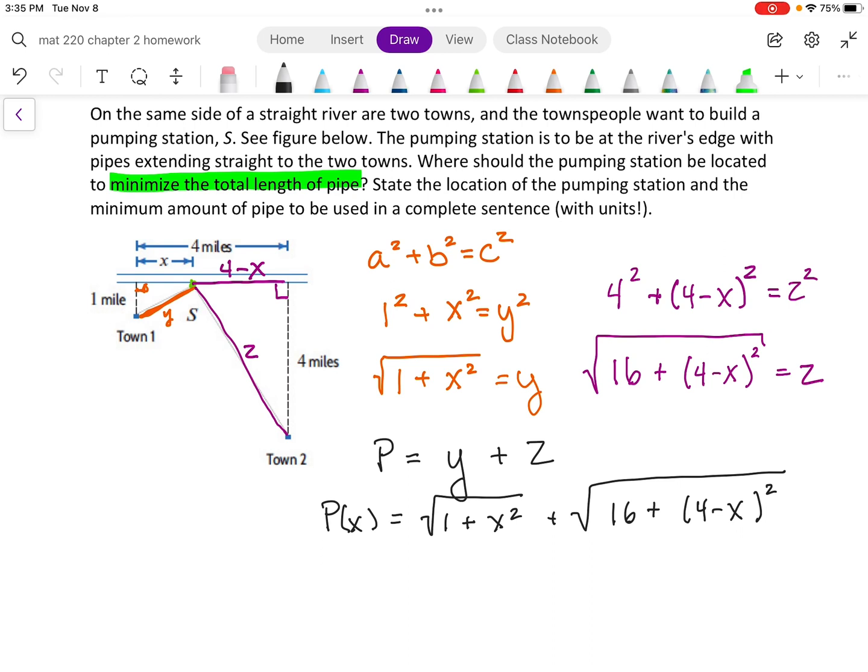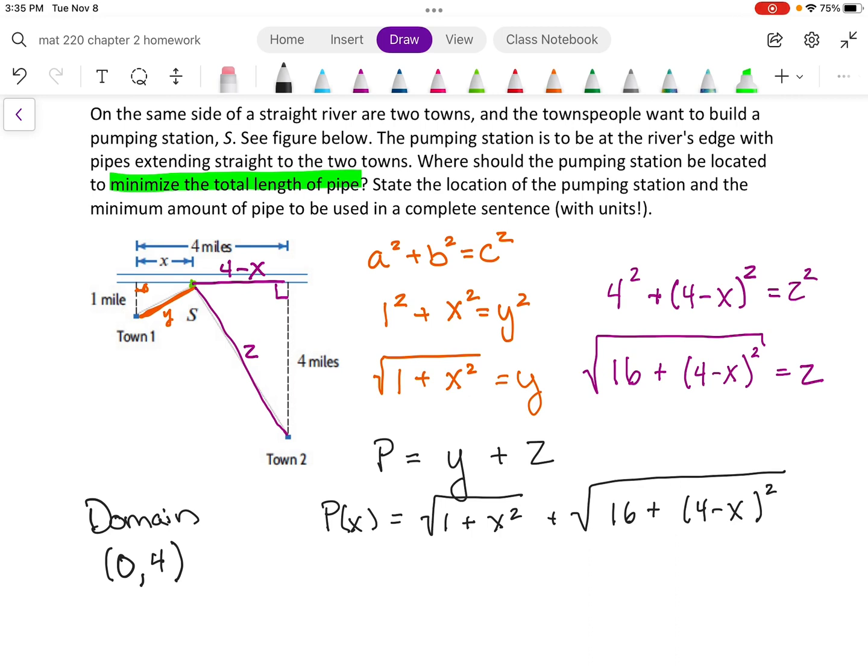Now, in this particular function, I do have a restricted domain because there are limits on what x could be, since x is a length. So my domain in this case has to be a number bigger than 0, because I can't have a negative length, but it couldn't be longer than 4, because if it was longer than 4, we would be weirdly on the other side of town 2, and that wouldn't really make much sense. So my domain needs to fall between 0 and 4, which just means I'm looking for a critical point between those two spots.